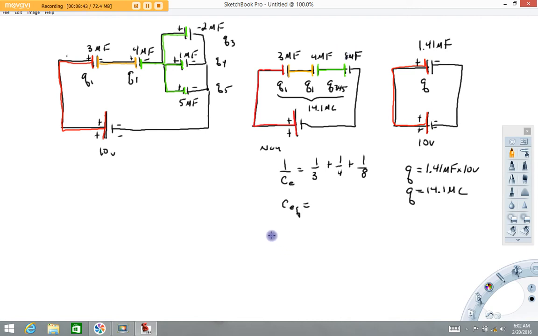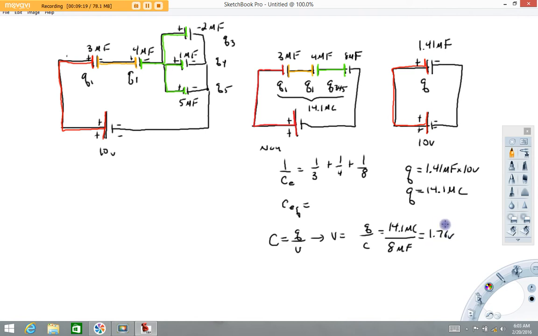Remember, capacitance is charge over voltage. Right, so rearranging that, voltage is equal to charge over capacitance. So the voltage across the 8 microfarad capacitor is going to equal 14.1 microcoulombs over the capacitance of 8 microfarads. And when we work this out, I get 1.76 volts as the voltage from green to black.